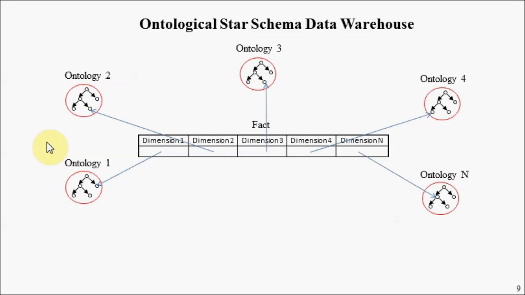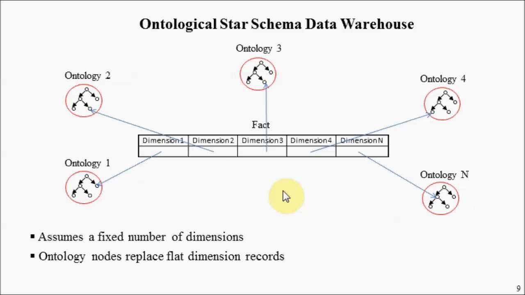In this slide, we've taken our classic star schema data warehouse shown on the previous slide, and we've performed a transformation. In particular, we've replaced the dimension tables here with ontologies. So now all of the dimension columns are pointing to nodes in ontologies. And so we still have a fixed number of dimensions in our fact table. And as I mentioned, now the dimension tables are ontology nodes.